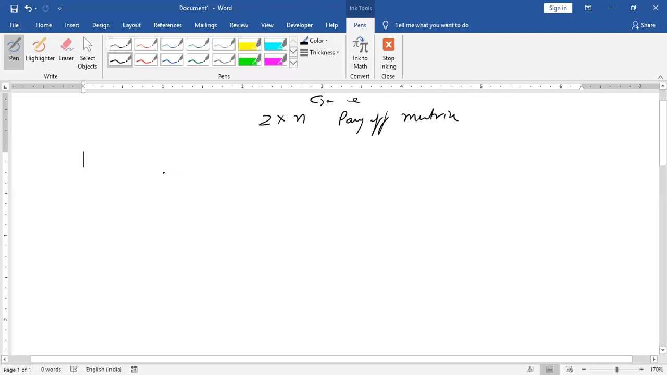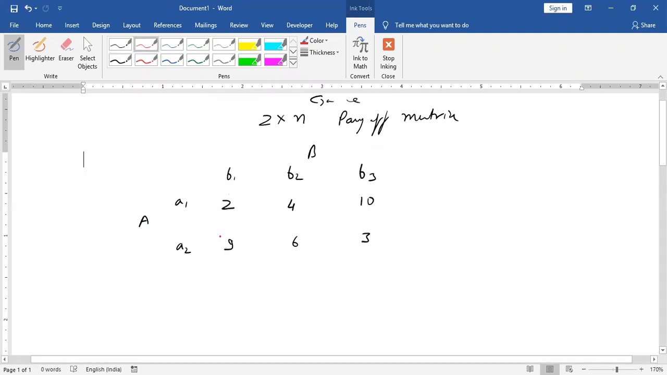So suppose we have player A with strategies A1 and A2, and player B with strategies B1, B2, B3. The values in the first row are 2, 4, 10, and the values in the second row are 9, 6, and 3. Now you just focus on it. First of all, we will find the saddle point. If a saddle point is there, the problem has been solved.